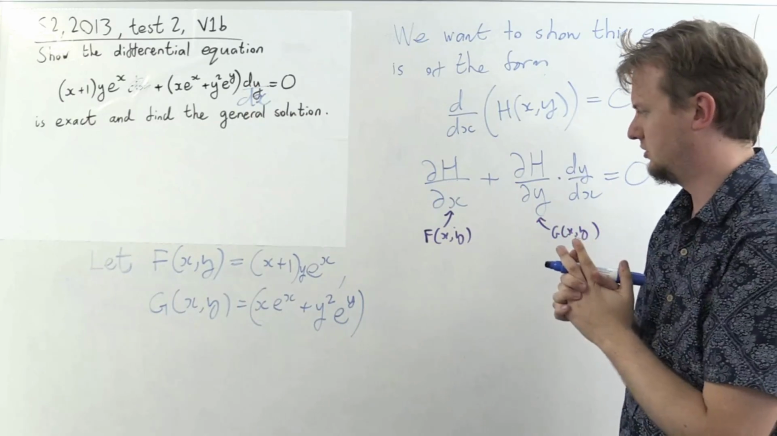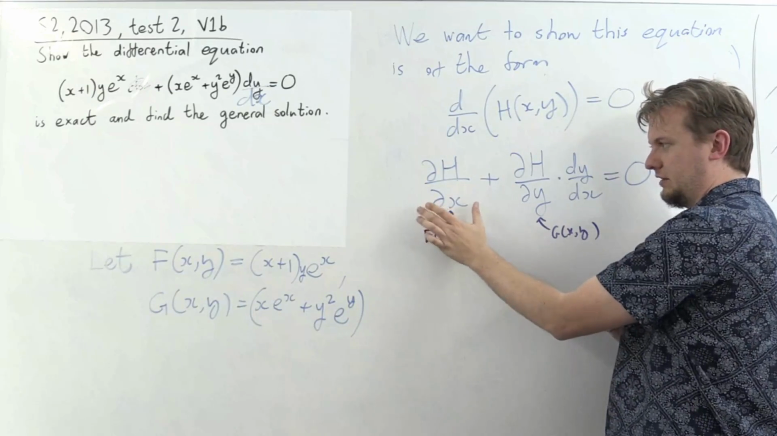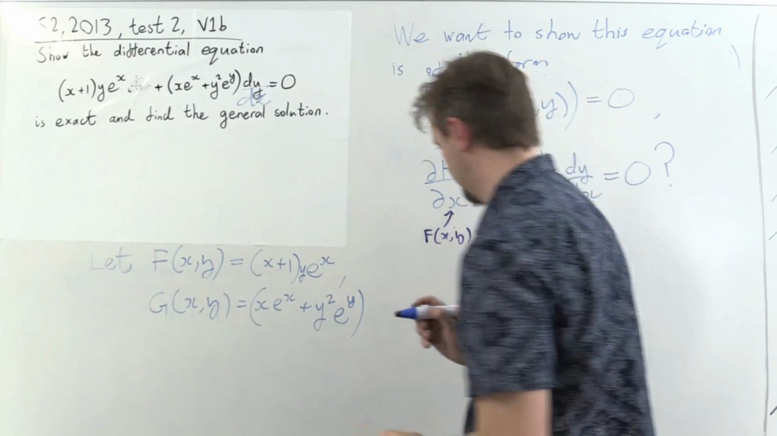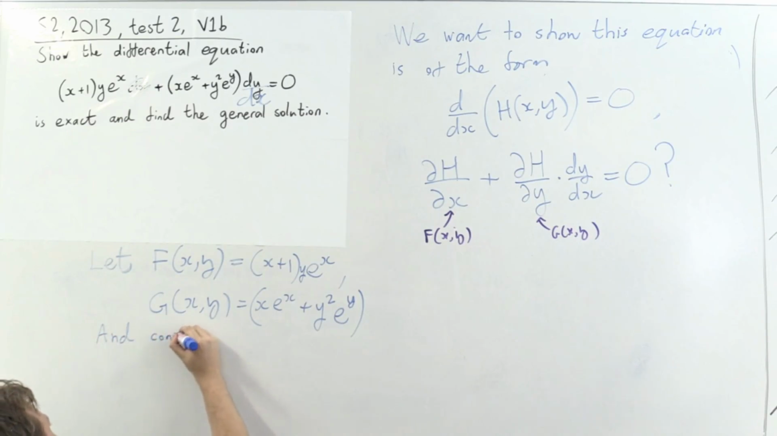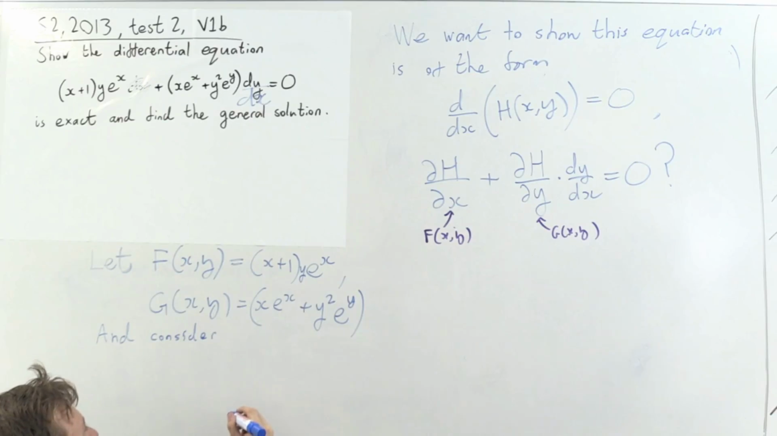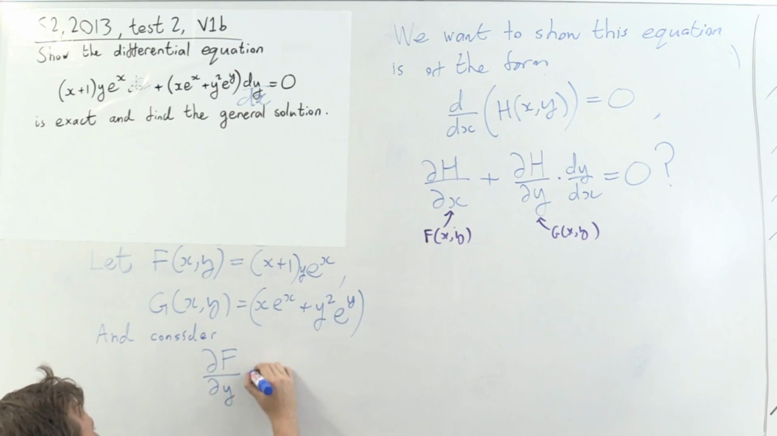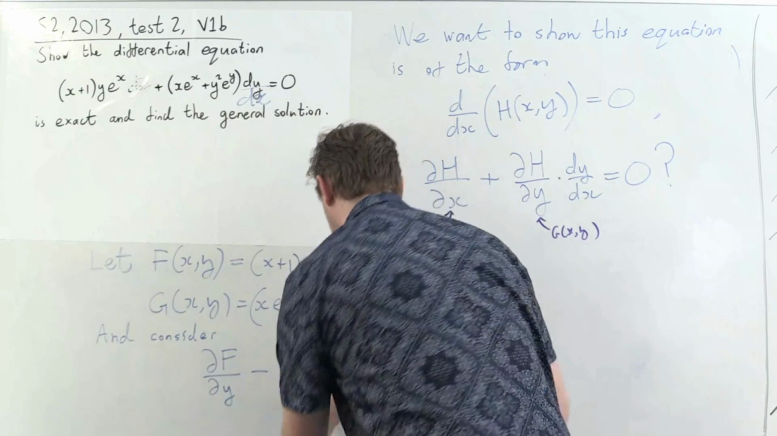So I have this f and this g. Now, what I would like to check is that the partial derivative in the y direction of this is equal to the partial derivative in the x direction of this. I'm very lazy, so I'm going to check the partial derivative of f in the y direction minus g in the x direction, because if this difference is 0, they're equal. I can do all the calculations in one.